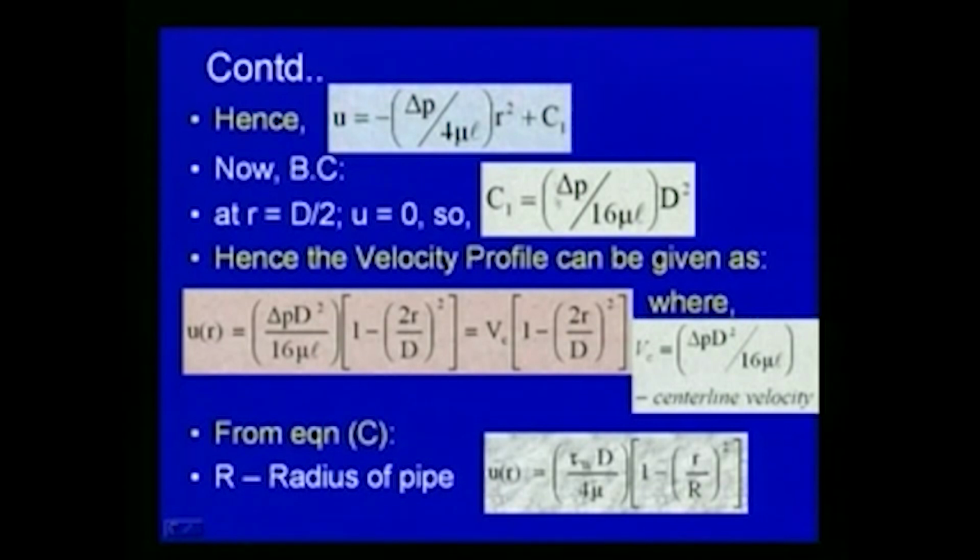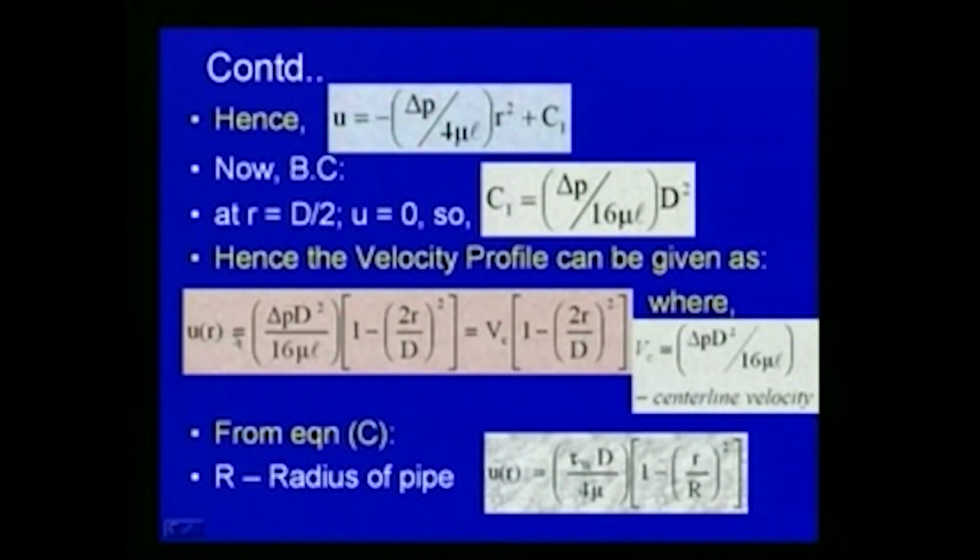So, finally, by using this C1 in this equation, we get the velocity profile as u(r) is equal to delta p d square by 16 mu L into 1 minus (2r by d) whole square. So, this is the general relationship. With respect to the fluid element radius r and the diameter d of the pipe, we can write the velocity at any location u(r) is equal to delta p d square by 16 mu L into 1 minus (2 small r by d) whole square.